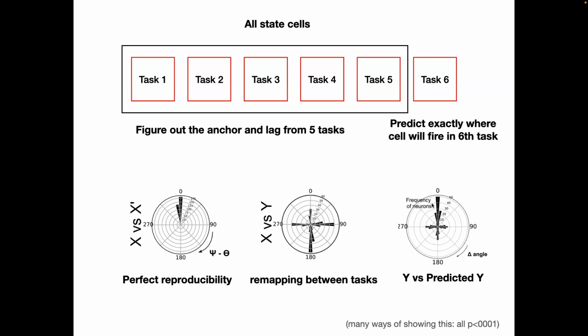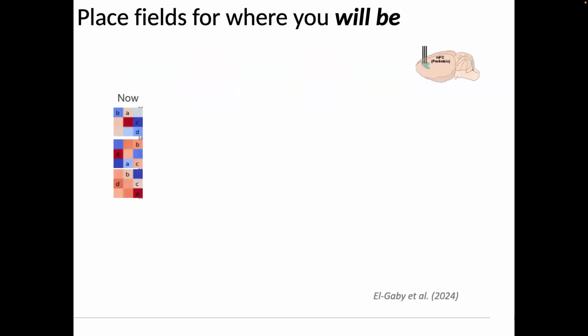So that's telling you that every cell has an anchor and a lag, but I can show it to you in an easier way, which is this. I can take the pattern of activity, just plot it as a place cell map, a spatial map. This is where it fires. Here's the pattern of activity in these 3 tasks. I'm just showing you 3 out of the 6, but it looks a little bit random in these 3. It does in the other 3 as well.